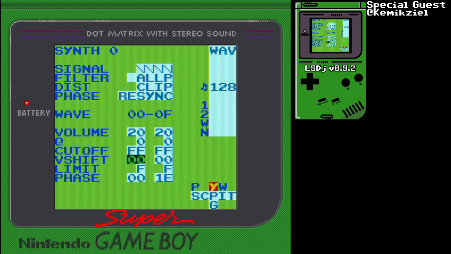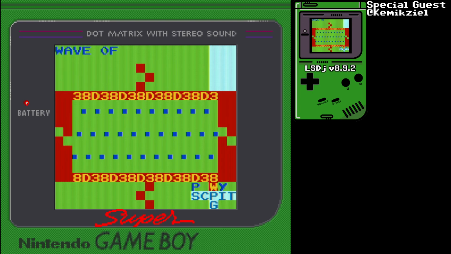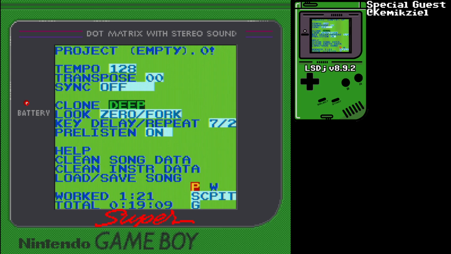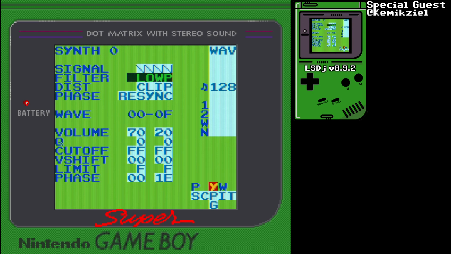So now we just have Vshift and limit. Limit, I'll just say, I think is the most useful, almost more useful than anything else on this entire thing. Because the volume here is the volume of this signal. So any limit that you do here is set up here.